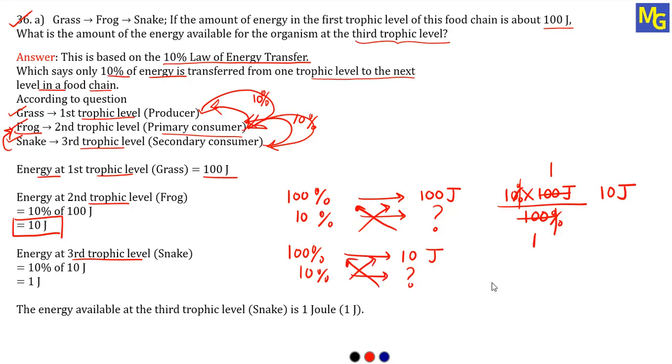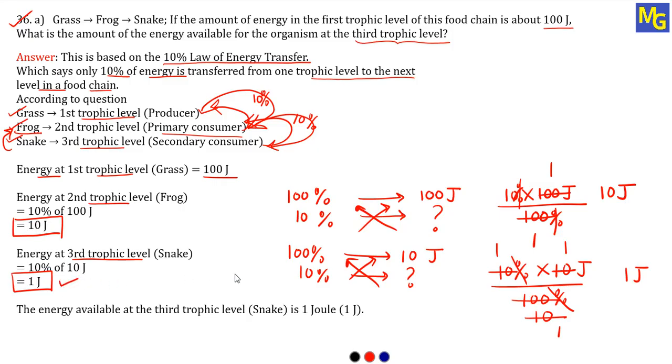So, what will happen? 10% into 10 joules and divided by 100%. Now see what happens. 100% will get cancelled, and then 10 ones are 10, 10 tens are 100. So the remaining answer is 1 joule. So that's why the answer is 1 joule. So from frog to snake, only 1 joule of energy will be transferred.